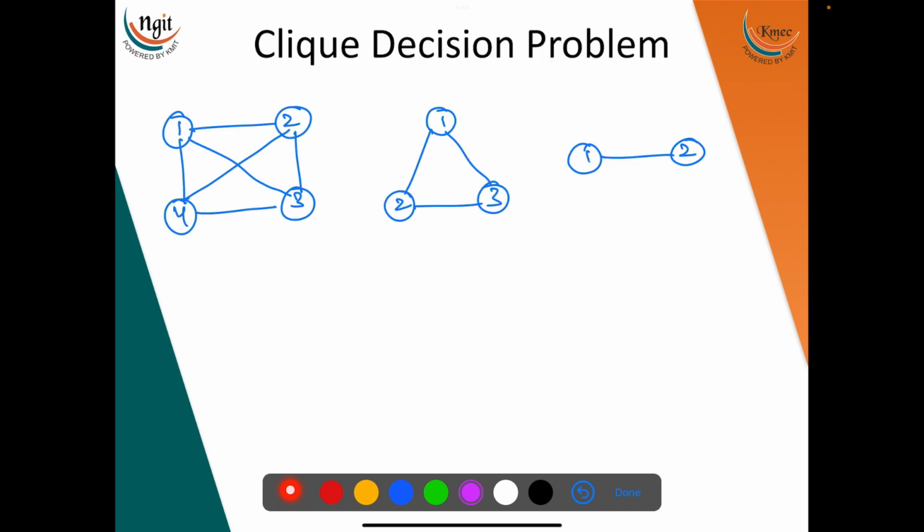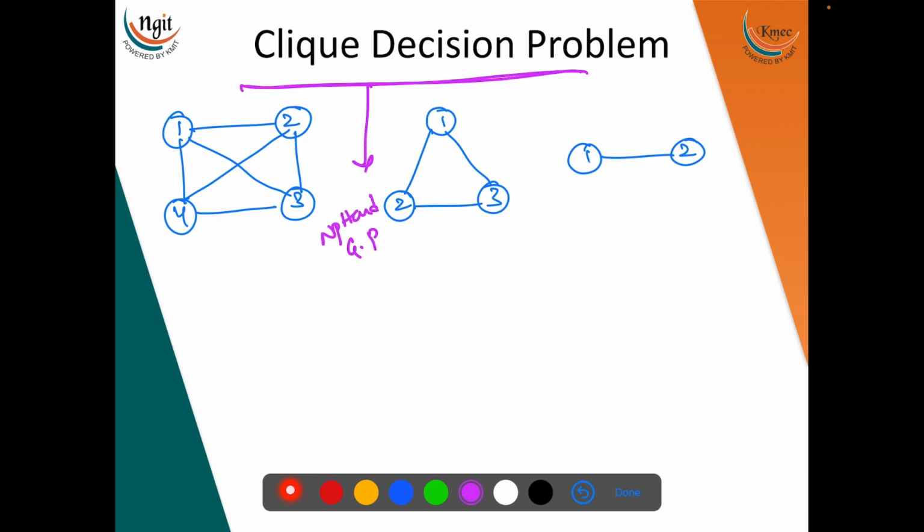Now we'll solve one problem. The problem is the clique decision problem. The most important as far as the external examinations are considered, clique decision problem. To understand this problem: this is an NP hard graph problem.